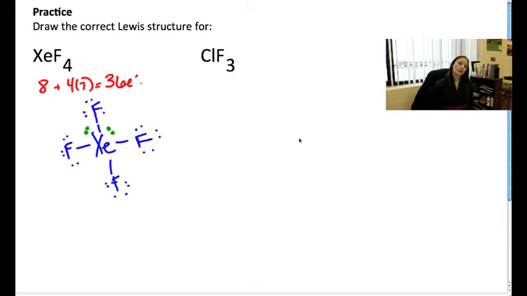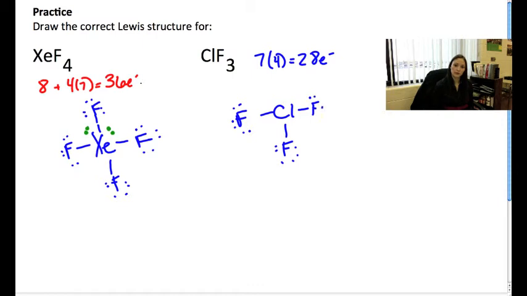So let's try the next one, ClF3. Cl and F are both in the same group, so they're both going to have 7. So we've got 7 times 4, which is 28. I'm going to go with Cl in the middle, 3 Fs around. I'm going to give everything 8 again. And 8 here, and let's count. 8, 16, 24, 26, 28. The extra lone pair again has to go to chlorine. So why don't you go ahead and try the last 2 there.